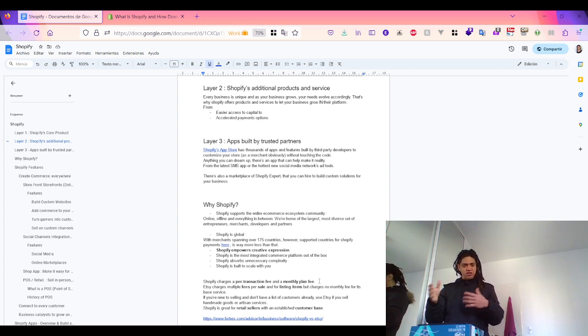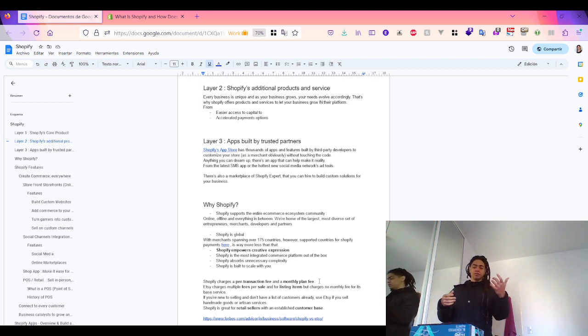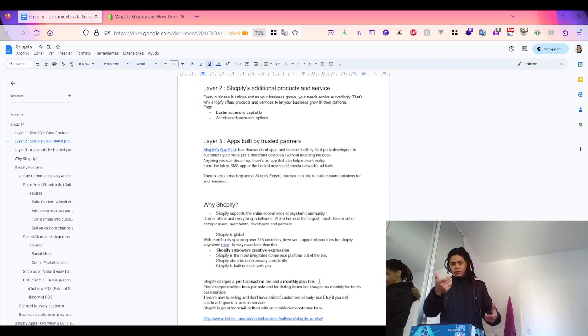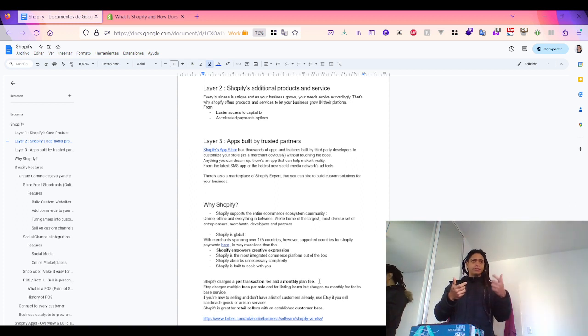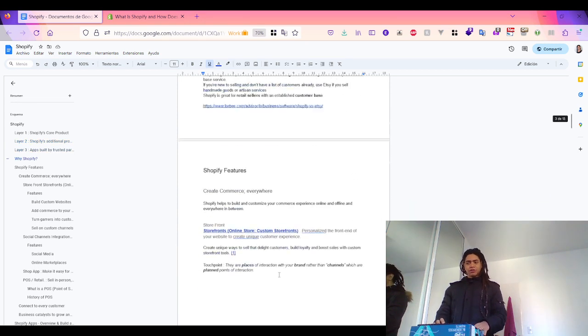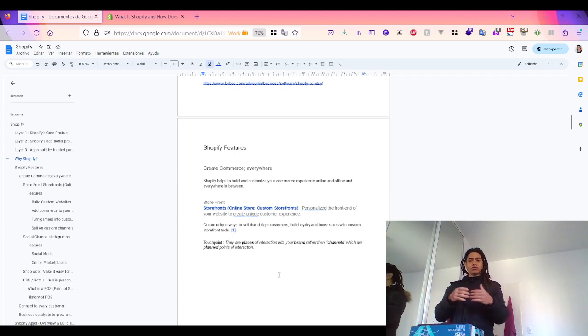So the several features here can be divided into, as I mentioned before, the customers, the merchants and the business. So let's go with the merchant first. So first you have the storefront, which allows you to create new ways to sell that delight customers, and boost sales by building loyalty using this custom storefront.